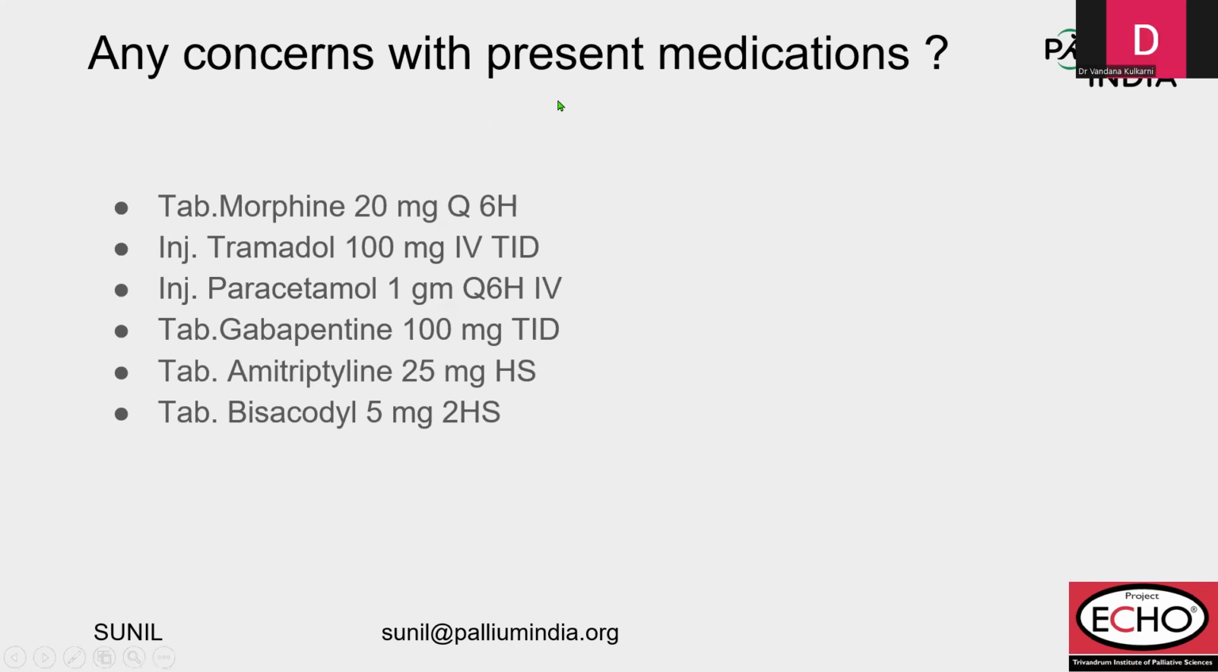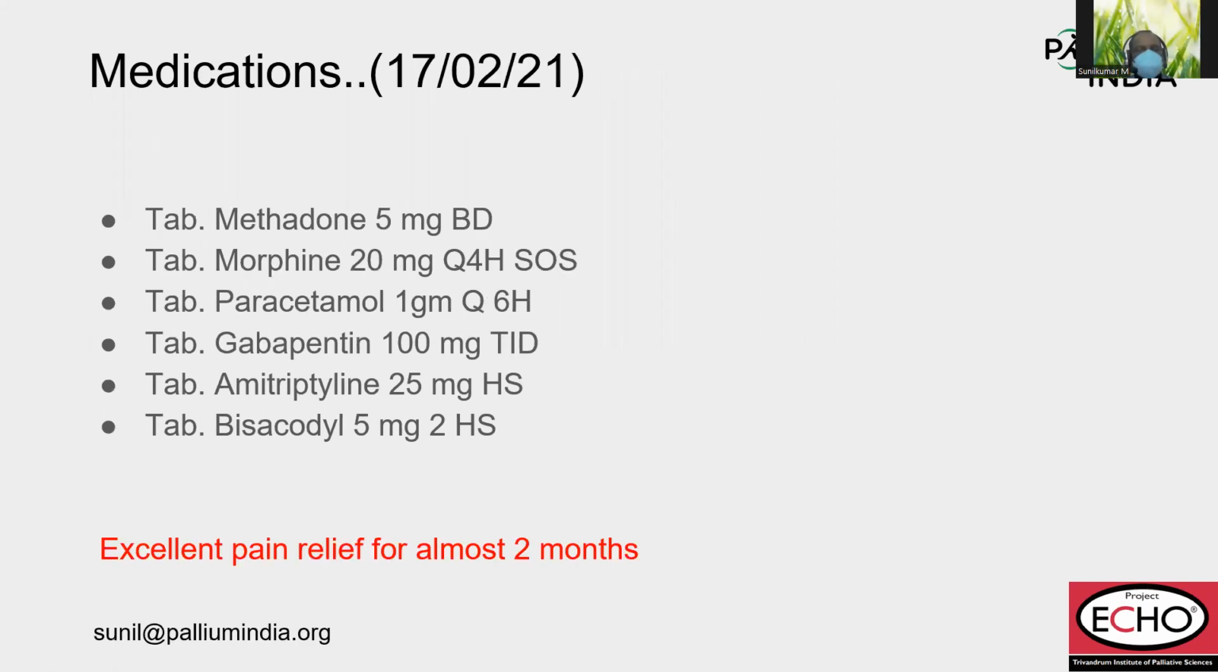Amitriptyline the patient is receiving, which again increases the dose of methadone. Yeah, it can increase the QT interval. But she is receiving only a small dose, 25 milligram. So you can continue amitriptyline, or if you want, you can stop.